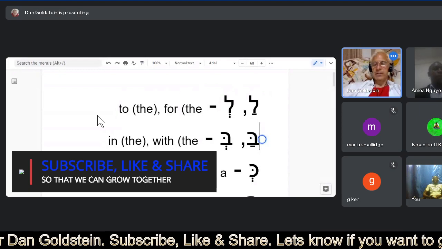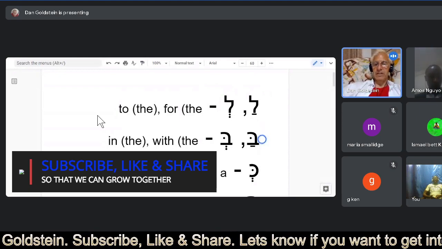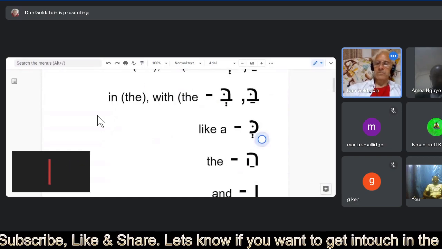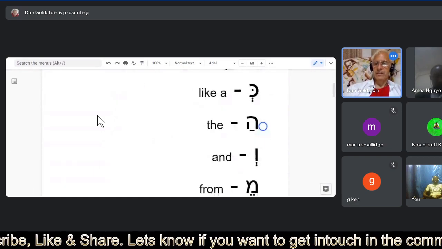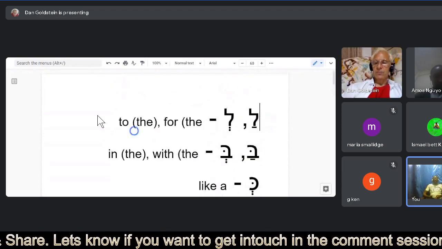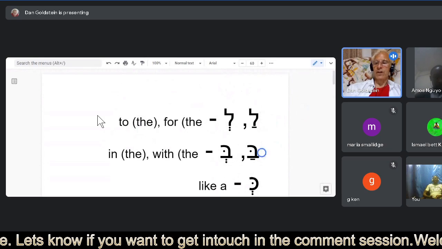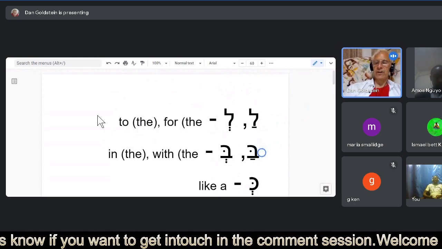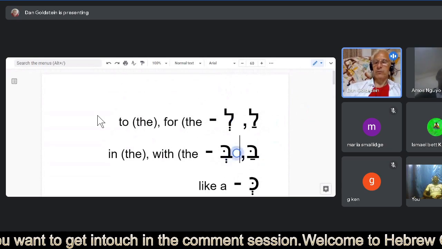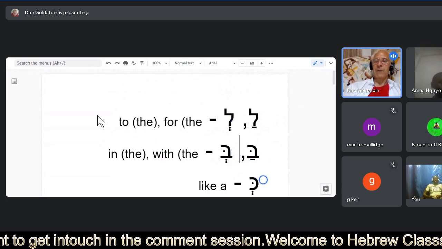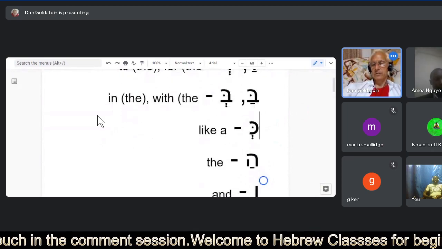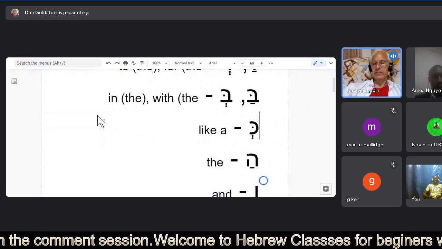Be can mean in or with. The comes from ha, the. So when you see la, we have to the. When you see ba, we have in the or with the. When we have li, we just have to or for. When we have bi, we just have in or with. I'll make this clear, but I wanted to clarify that for you, Joseph. But we can continue for now.